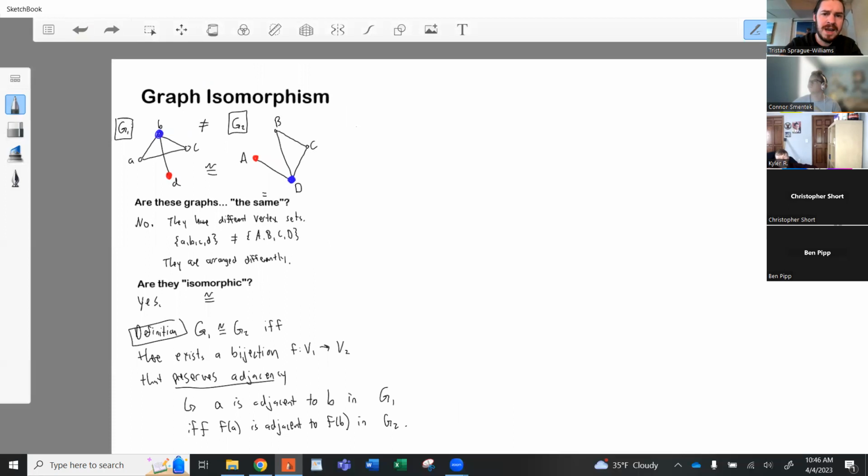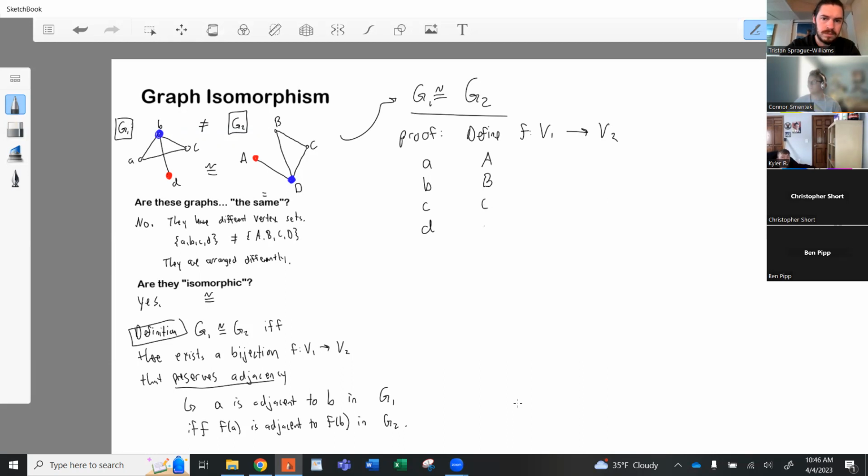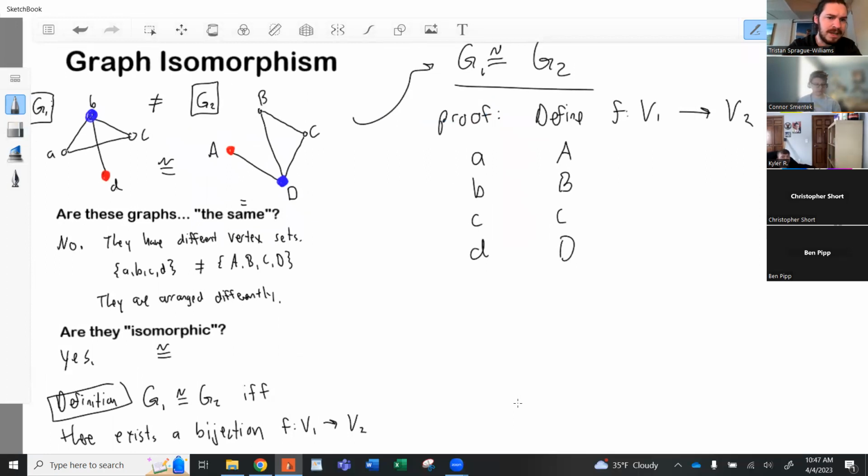So let's prove that G1 and G2 are isomorphic. We start by defining F from the vertex set of G1 to the vertex set of G2. So we'll call that V1 to V2. And I'm going to define that just like this, with an arrow diagram. I said I was going to map lowercase d to capital A. So F of d equals capital A.